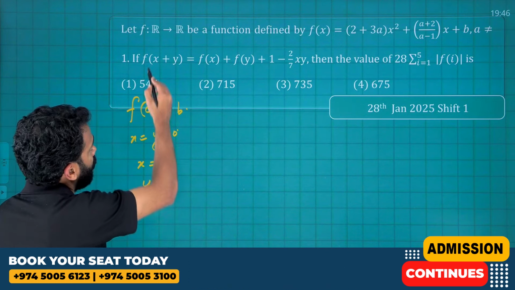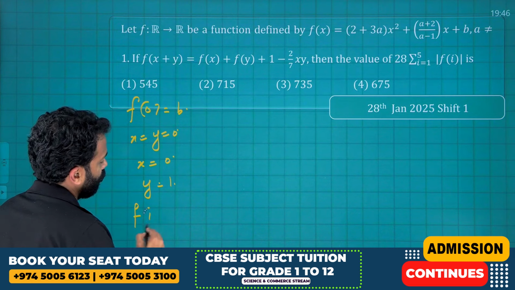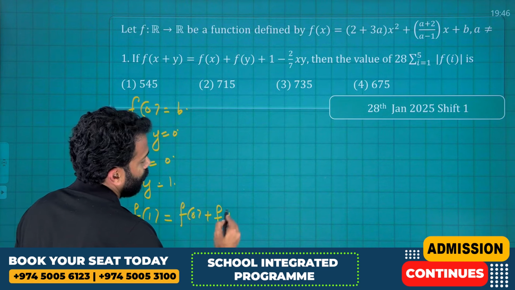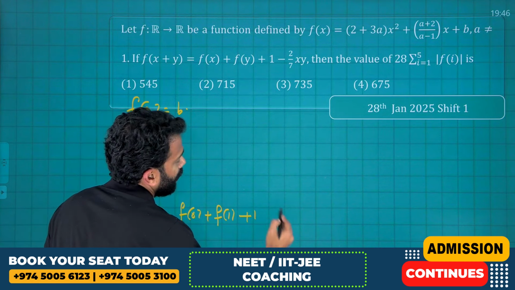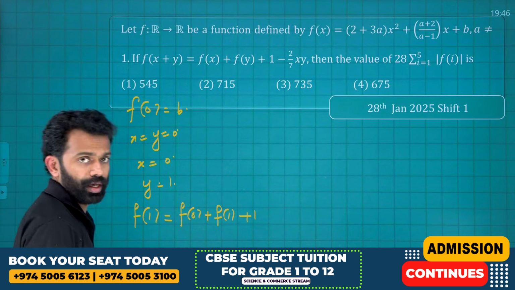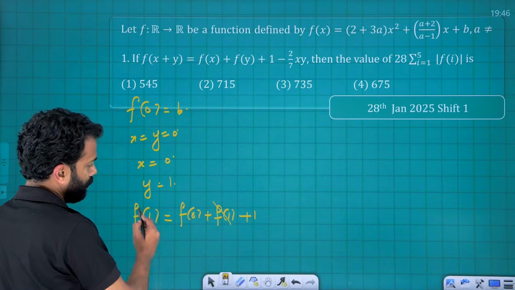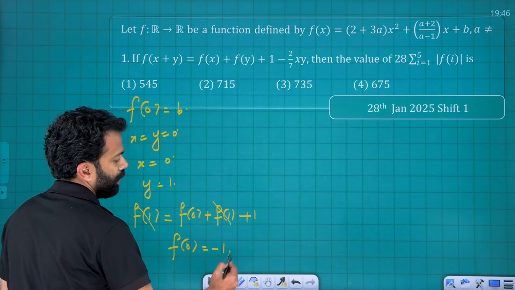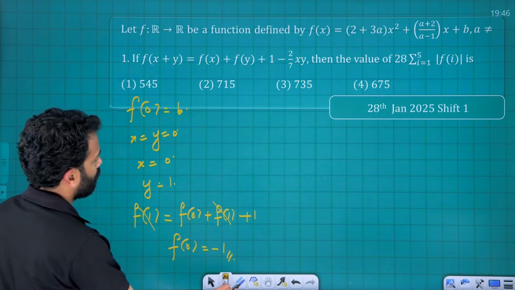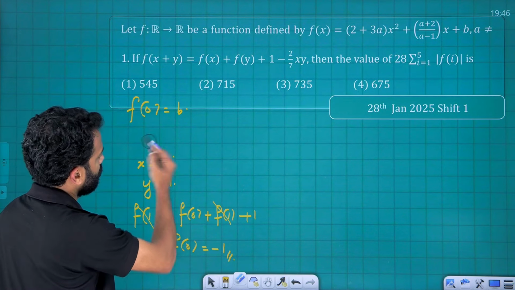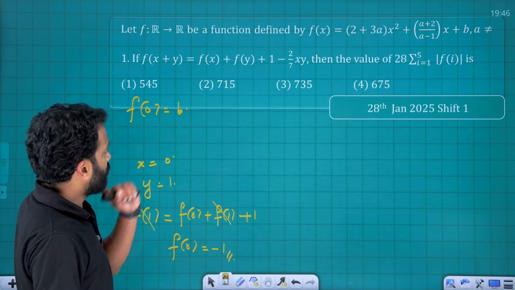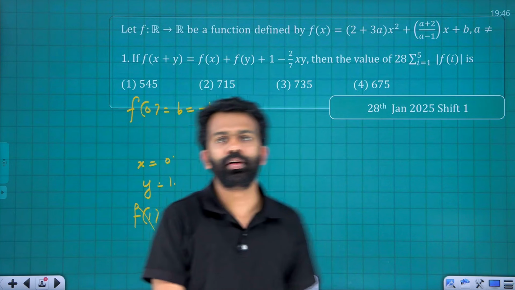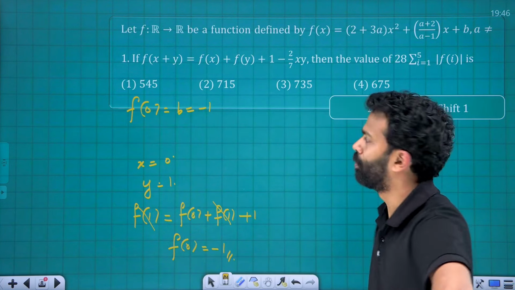So, what will we get here? F of 0 plus 1 is f of 1, which is equal to f of 0 plus f of 1 plus 1 minus, that will be 0 because x is 0, right? See, this one and this one got cancelled. So, what is the value of f of 0? That is minus 1. You got the value of f of 0 is minus 1. And if f of 0 is equal to minus 1, then so will be b. B is also equal to minus 1.